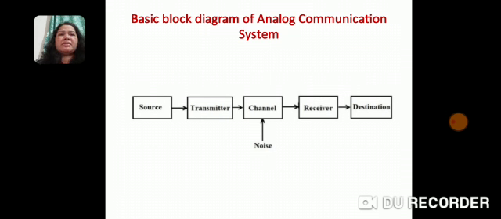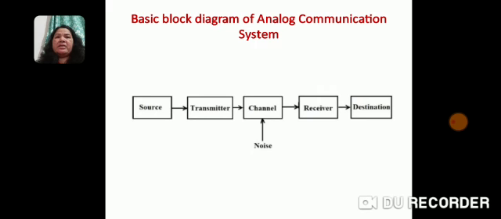Now, in the transmitter circuit, this process may consist of filtering, amplification, level shifting, or conversion of one form to another form. All these things, along with a very important process for long distance communication, that is the modulation process, are carried out at the transmitter end.